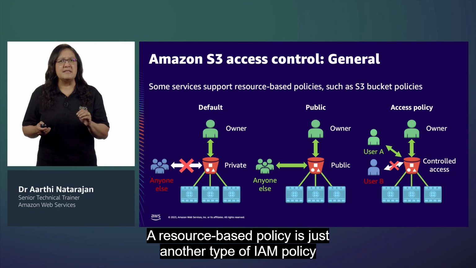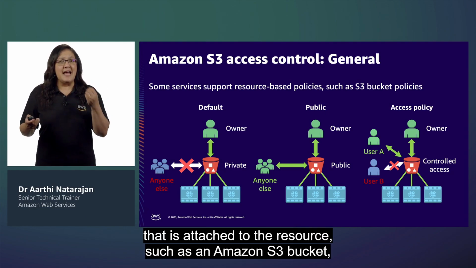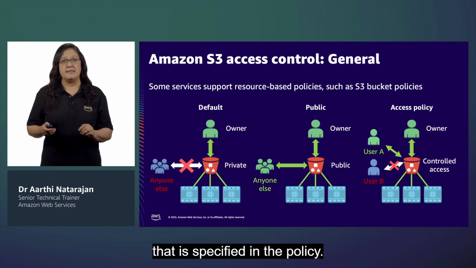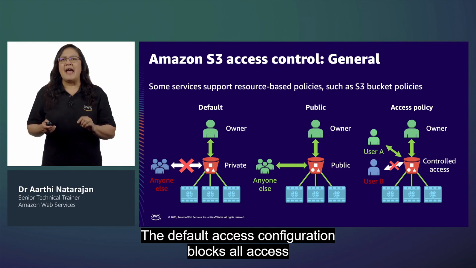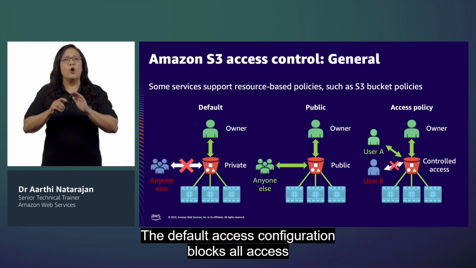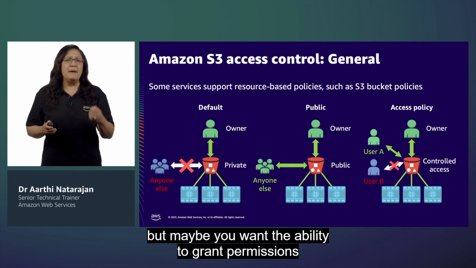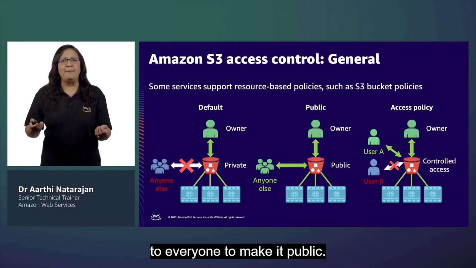A resource-based policy is just another type of IAM policy that is attached to the resource, such as an Amazon S3 bucket, and these policies grant permissions to the principal that is specified in the policy. Let's look at this example where you've created a new bucket. The default access configuration blocks all access other than the owner who created the bucket. But maybe you want the ability to grant permissions to everyone to make it public.